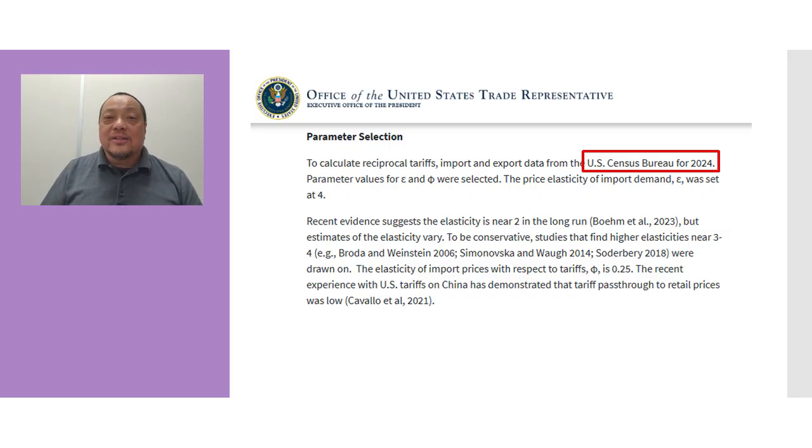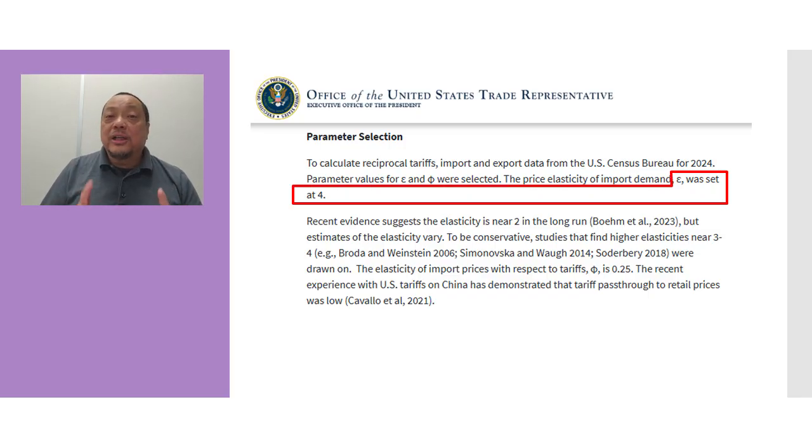And then they say this. They say epsilon equals 4. Down here they say phi equals 0.25. Epsilon and phi are fixed. The same values, 4 and 0.25, are used for all countries. Let's go back to the formula and plug in those values.